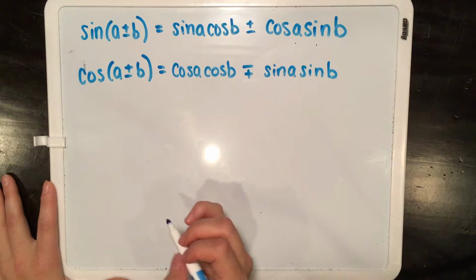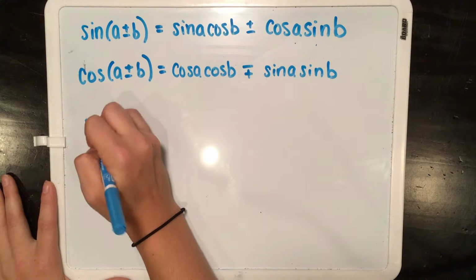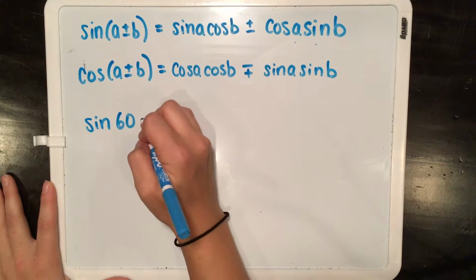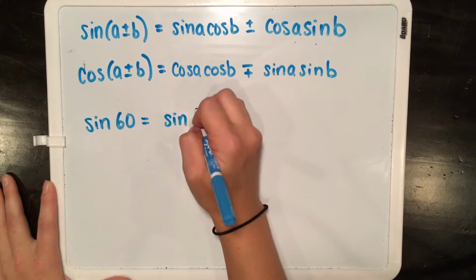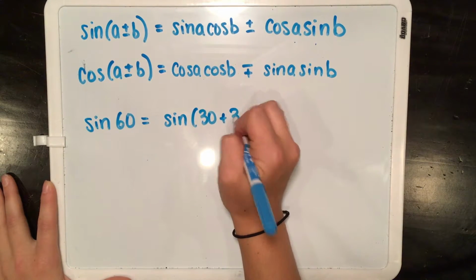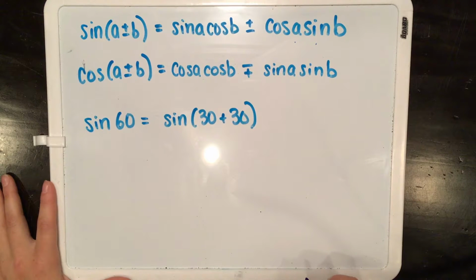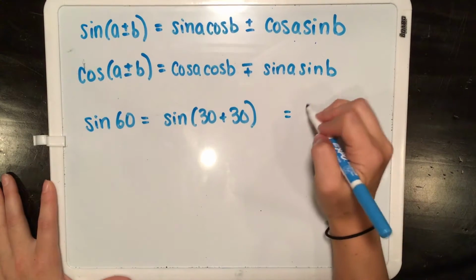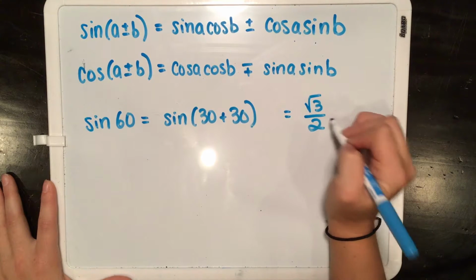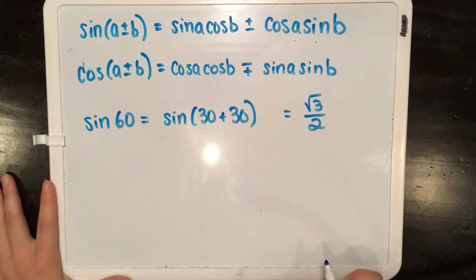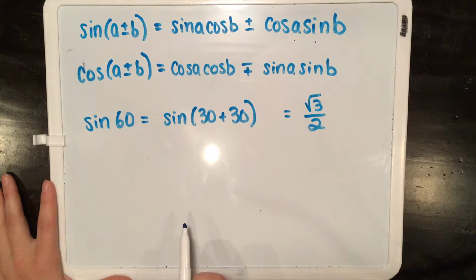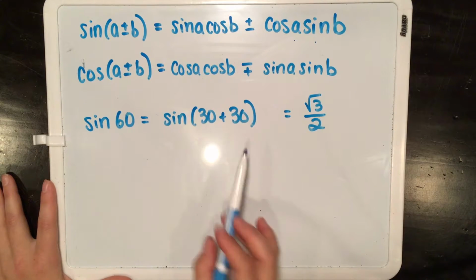So let's go through an example with an angle that we know, sine of 60. But instead, I'm going to break that down into sine of 30 plus 30. And we're going to use the sum formula for sine of 30 plus 30. Now we know that the sine of 60 equals the square root of 3 over 2, and we know that from our unit circle. But now we're going to use the sum formula to see if we get the same answer.